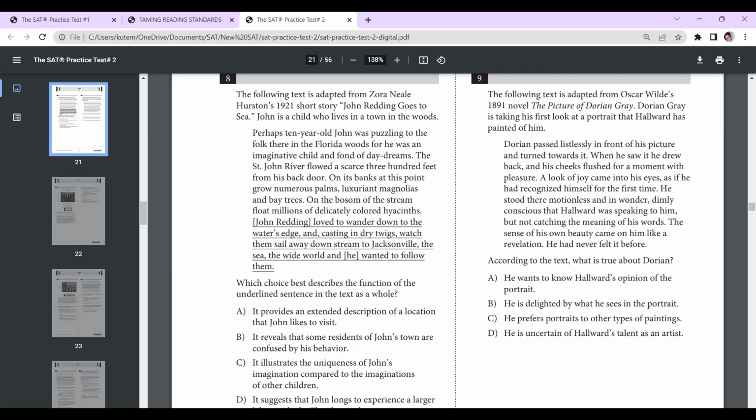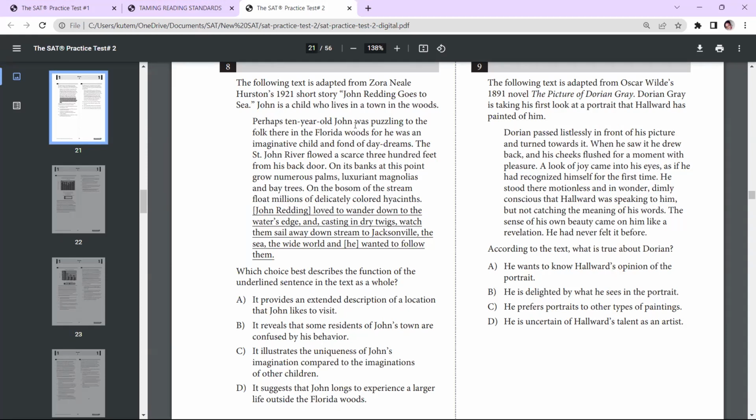Okay, so looking at the function of this specific sentence, we need to know the context of this. And we know that John is a child who lives in the woods. So that's the context. So we know John is the topic. What is being said about him is, of course, he's in the woods. So he loved daydreams. There's a river that flowed. On the banks were amazing things, blossoms. Okay. And then this part is saying John, who is our topic, loved to wander down the water's edge and casting in dry twigs, watch them sail away downstream.